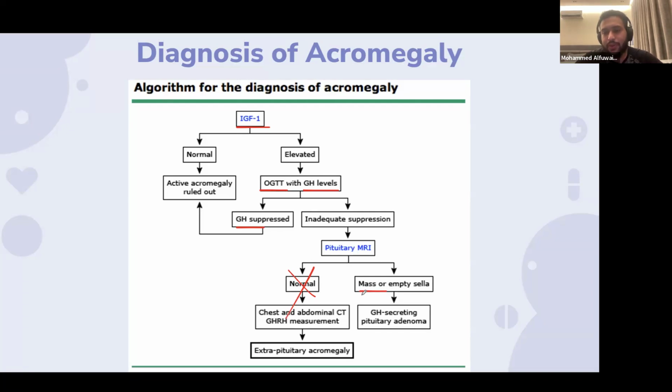What will you do to remove this? Surgery, okay? Transsphenoidal approach, you remove the growth hormone secreting tumor.